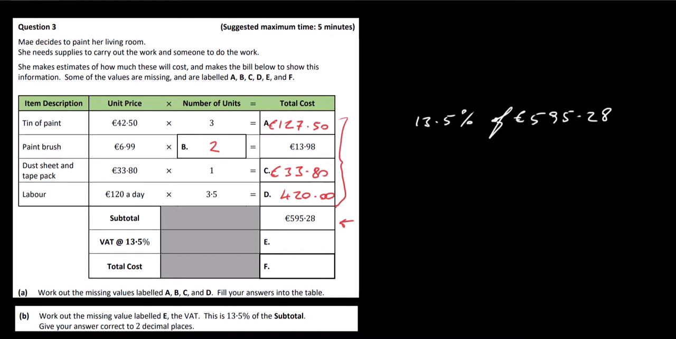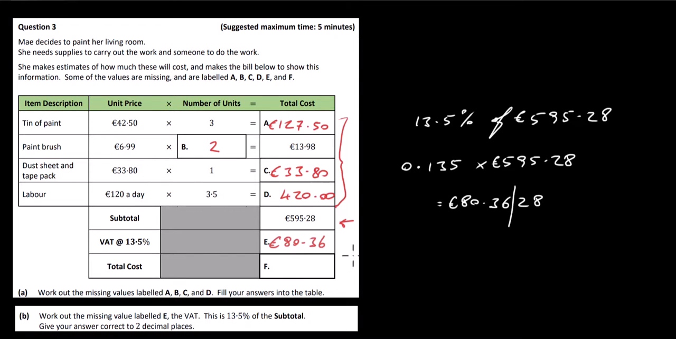So there's a few ways of doing that. You can do that on your calculator, or you can just simply multiply by 0.135. When you do that, you get 80.3628 euros. So we want this to 2 decimal places. So 2 decimal places stops here. The number after the 6 is a 0, 1, 2, 3, or 4. So we leave the 6 as a 6. So in other words, our VAT then is going to be 80.36 euros.